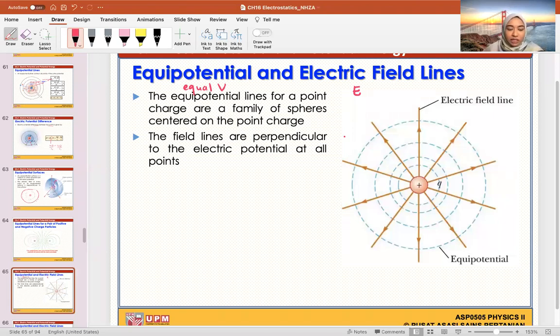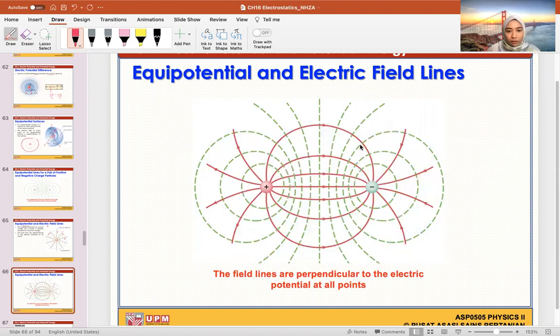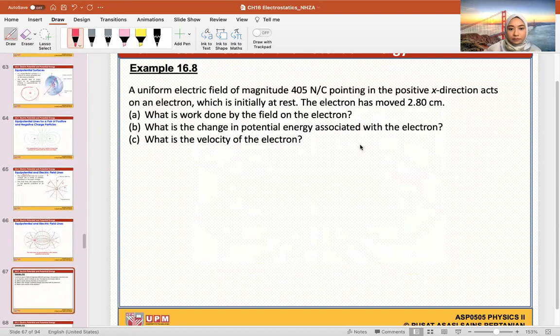Okay, so equipotential, same V, same potential. Electric field lines is different. So this is your E, this is your E, this is your E. This is your equipotential. There's no symbol for equipotential. It's just a dotted line. There's no calculation involved. Okay, yay, thank you.